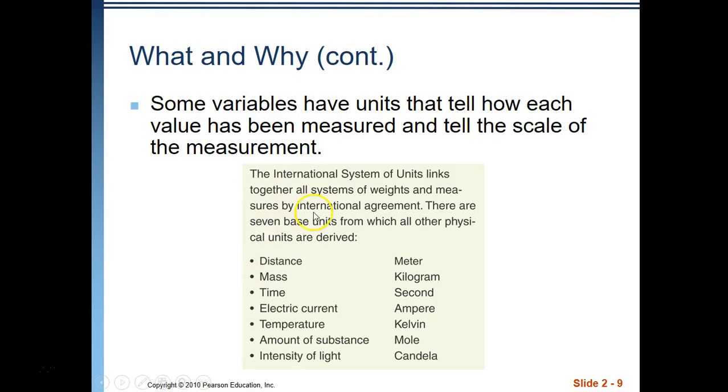So taking a look at this right here, I have the International System of Units, the system of weights and measurements. These are 7 base units from which all the physical units come, right? So if they're talking about distance, it's meters. If they're talking about mass, they're talking about kilograms. Time, seconds, right? Everything is linked. All 7 of those items are linked to something.